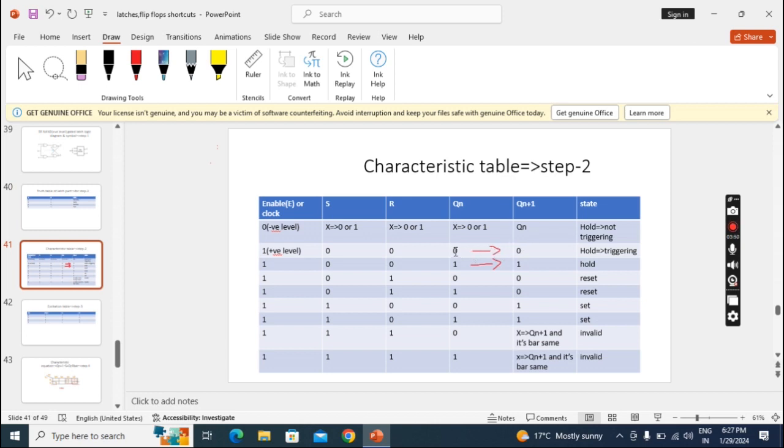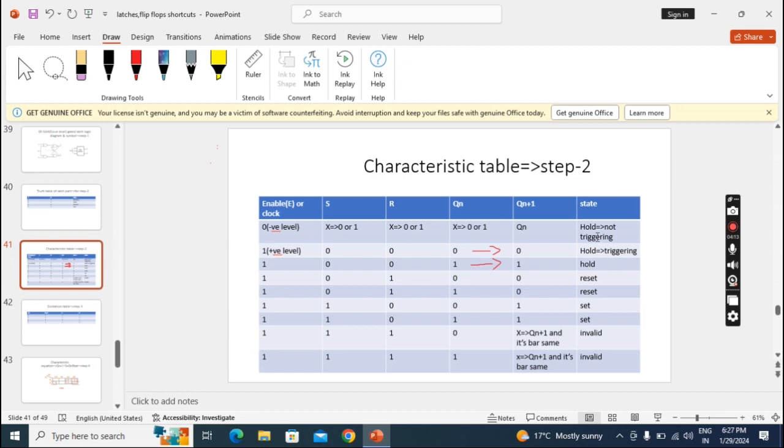What is the Qn value? When we apply S 0, R 0, if the Qn value is 0, then Qn+1 is 0. And if the Qn value is 1, then Qn+1 also becomes 1. So this is called hold. 0 is there, 0 is coming, so hold. 1 is there, 1 is coming, so hold.